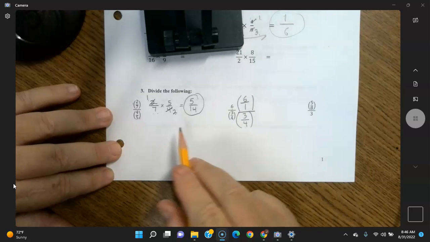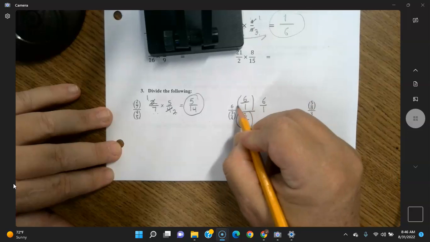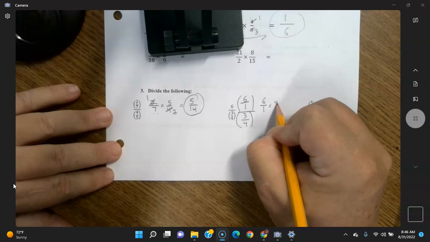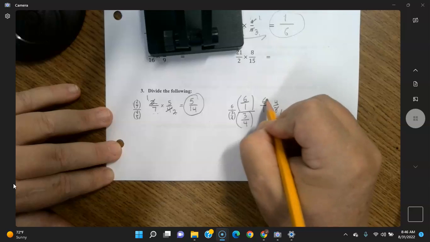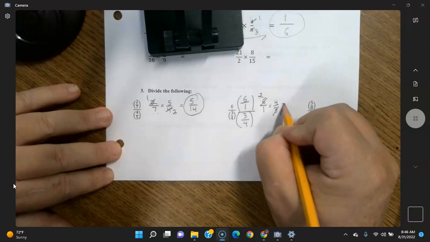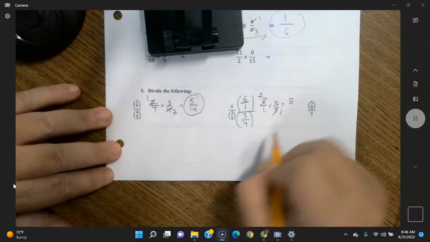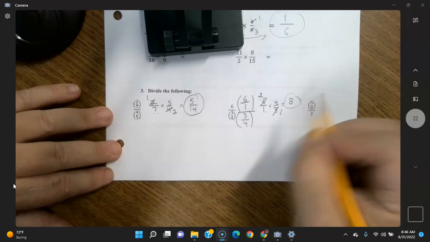Now you can just do what you did on the previous problem. Keep the top the same, the numerator stays the same, you flip the bottom. 3 goes into 3 once, 3 goes into 6 2 times. 2 times 4 is 8. 1 times 1 is 1. You don't have to write the 1 on the bottom, so the answer is simply 8. Okay, so you're going to go ahead and do this one.